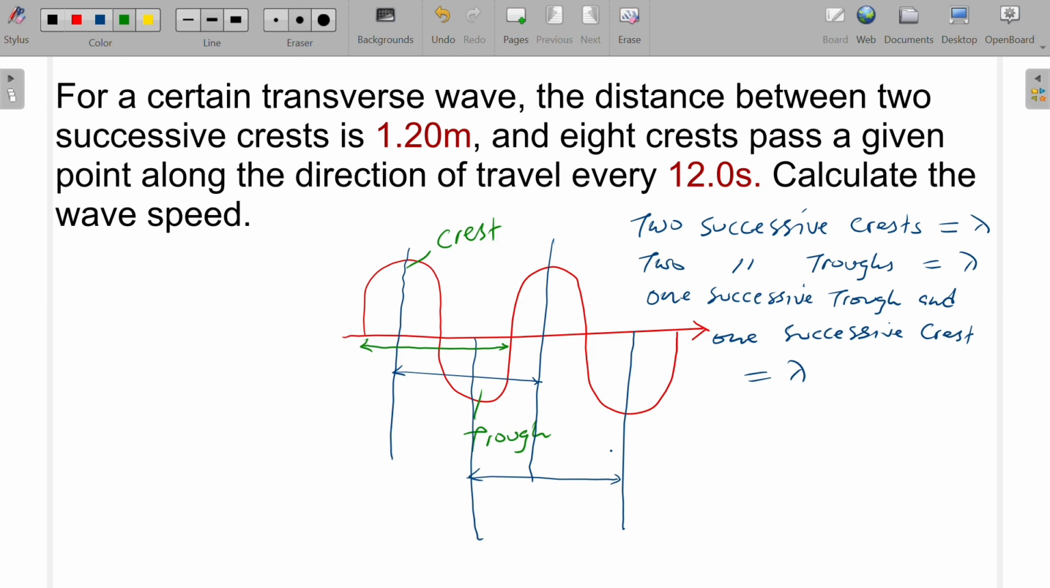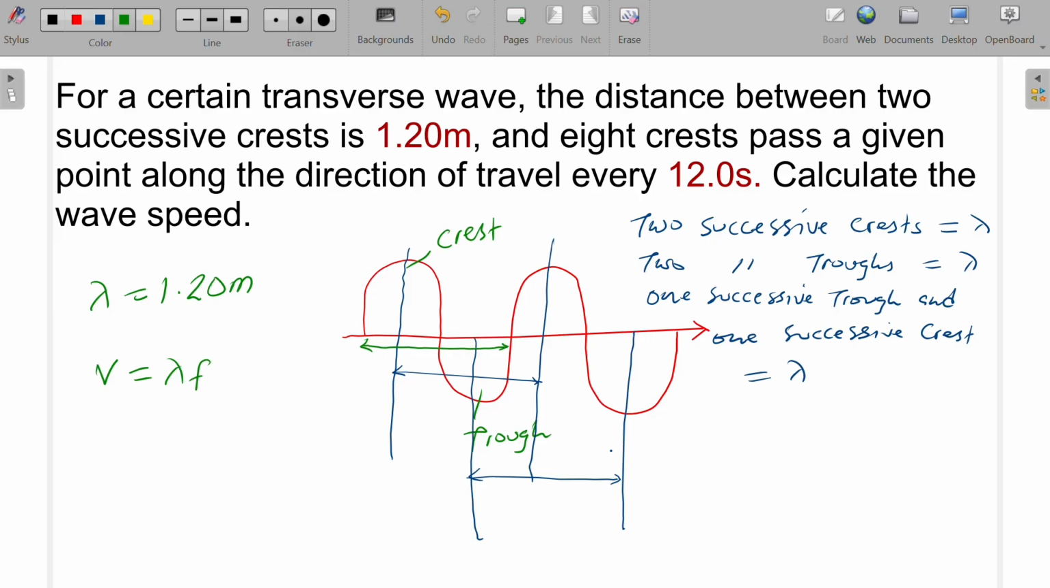This tells you that the information we are given as 1.20 meters is basically our wavelength. So wavelength is equal to 1.20 meters. That's what we are given from the question. Now, the formula we need is for speed. Speed is equal to wavelength multiplied by frequency. We already have the wavelength to be 1.20 meters. All we need to find is the frequency.